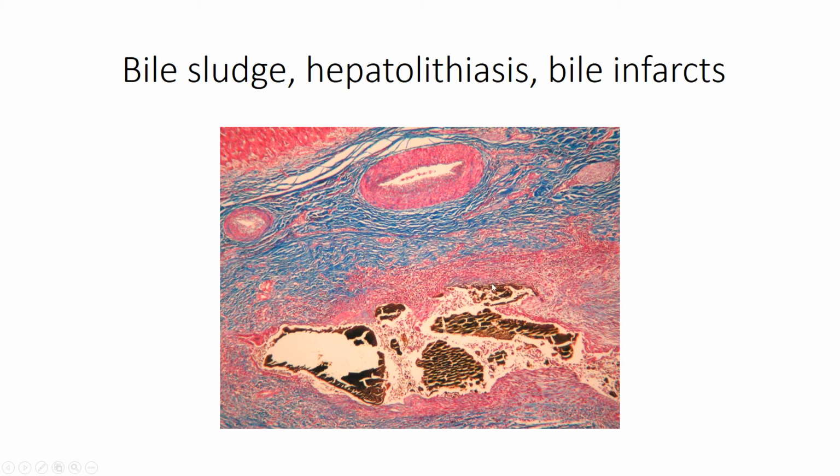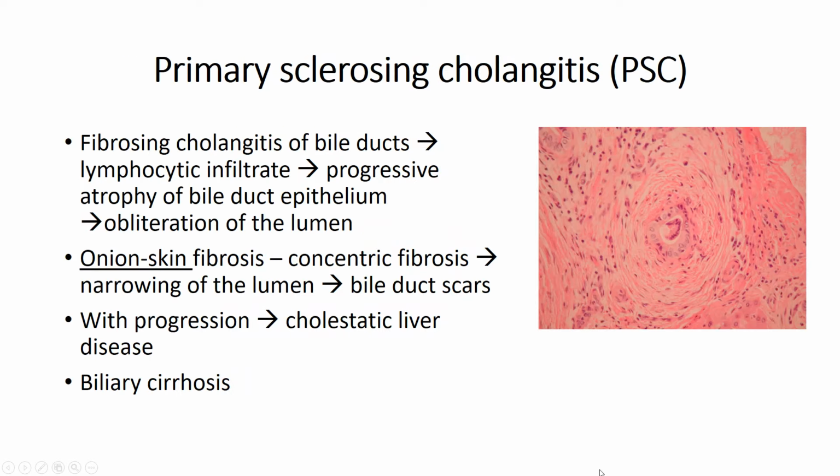Here is a bile duct that is totally destroyed by cholelithiasis or hepatolithiasis. Here's the artery that goes with this bile duct. Here you have a destroyed bile duct, and you have this inflammatory infiltrate around. So fibrosing cholangitis of bile ducts is the original disease process, and it becomes progressive, leading to atrophy of the bile duct epithelium and finally obliteration of the lumen.